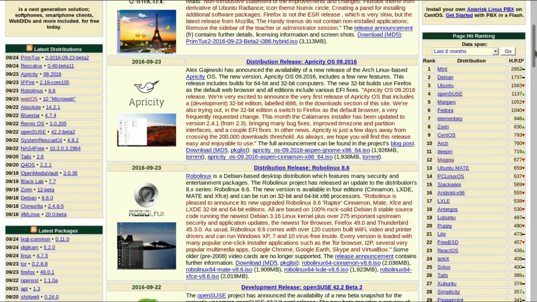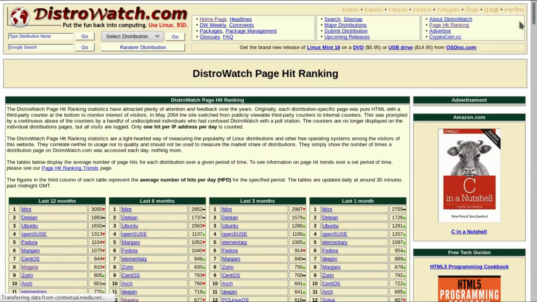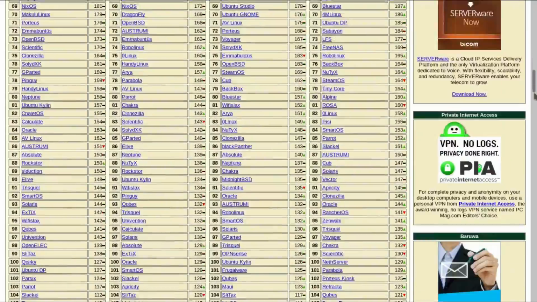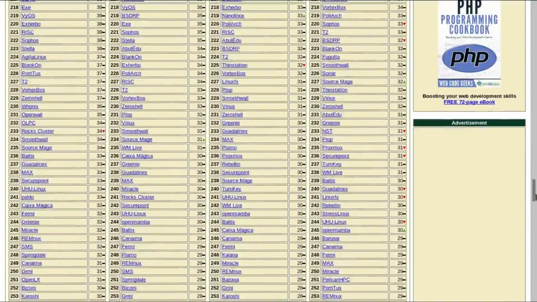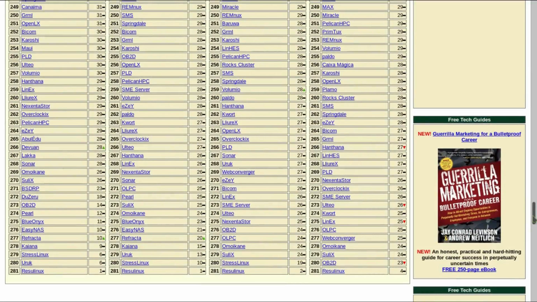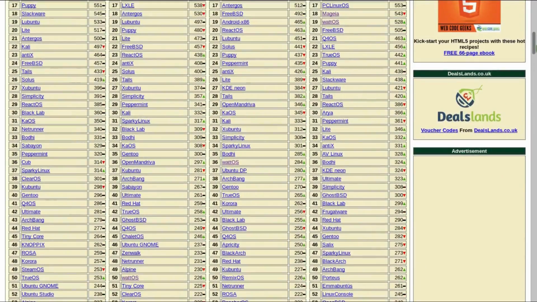Now there's another way of getting an even more extensive spreadsheet, and that's clicking on page hit rankings on the upper right of the front page, and there you get rankings for the last 12 months, the last 6 months, the last 3 months, and the last 1 month, and there's a total of 281 different distributions. You can click on any of those to go to a page about that particular distribution.